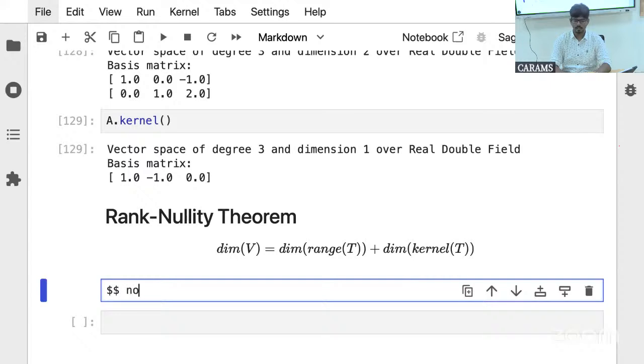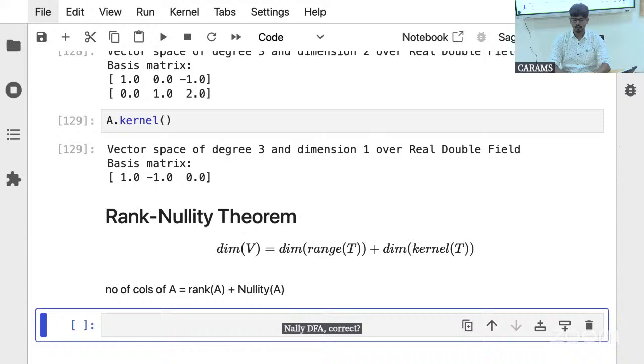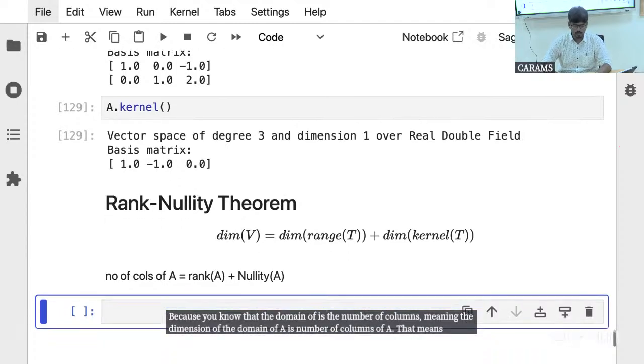Yes. The number of columns of A, am I right? So the number of columns of A will be equal to the rank of A plus the nullity of A, correct? This is the rank and nullity theorem for a matrix, because the domain of A is the number of columns of A, meaning the dimension of the domain of A is the number of columns of A. That works fine.